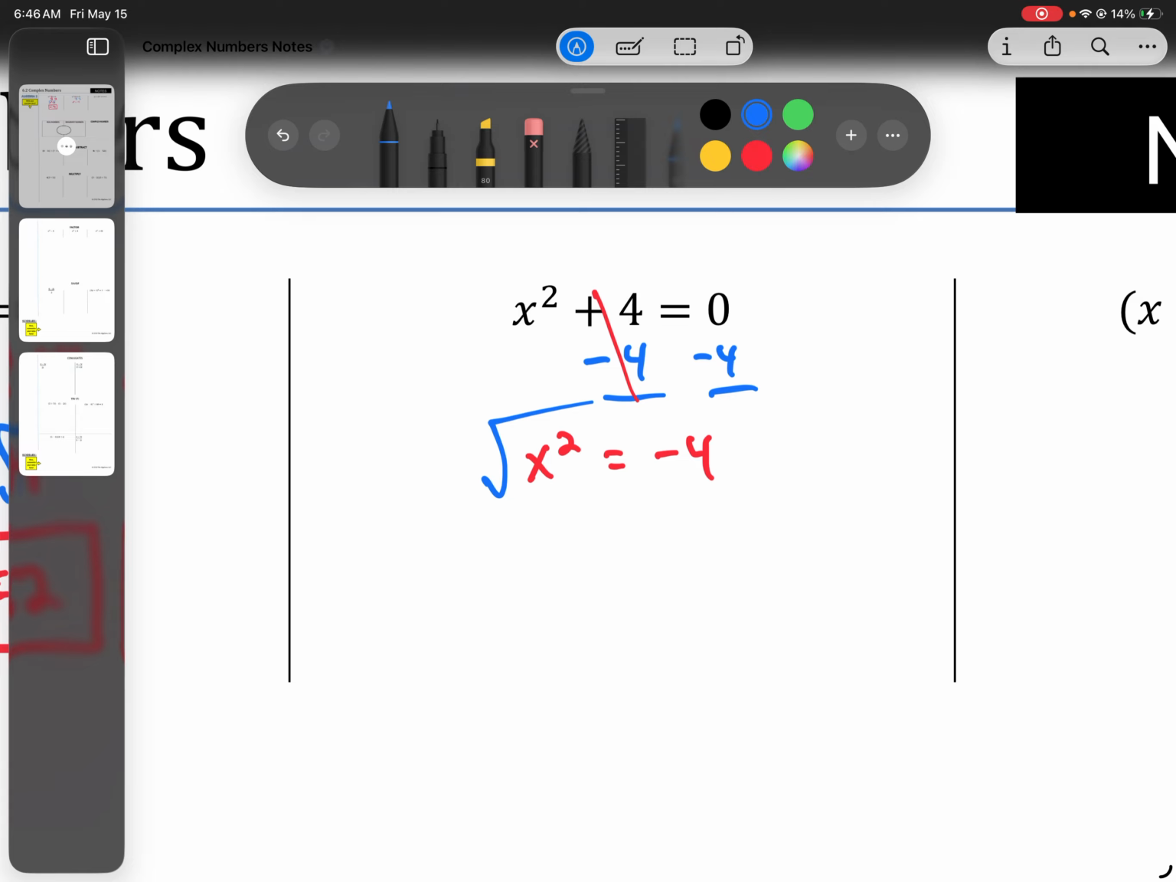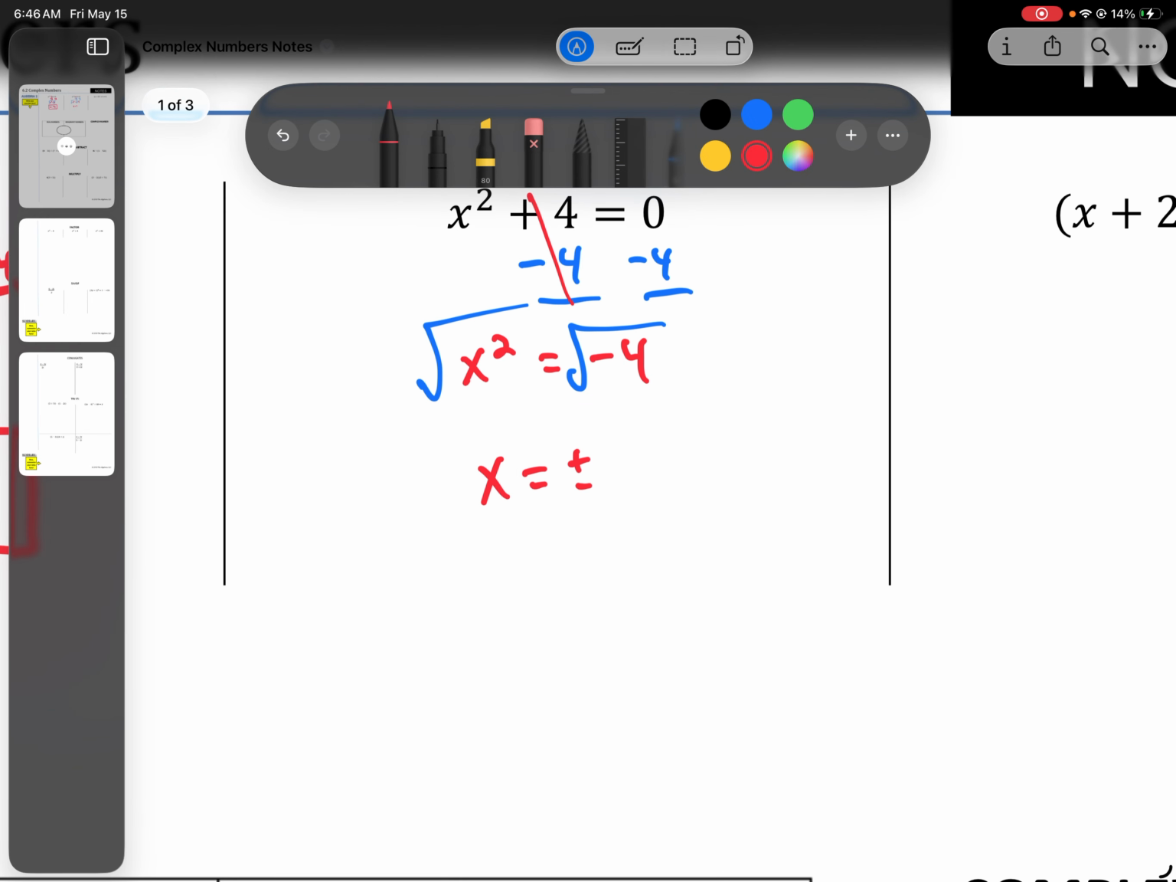Then I square root, and this is the new stuff. Square root of x squared is x. When I square root a number, I get plus or minus. When I square root a negative, we can't square root negatives because no number times itself gives you a negative, except if you use imaginary. So the square root of 4 is 2, and because we're square rooting a negative, it's i, and those are our 2 solutions.